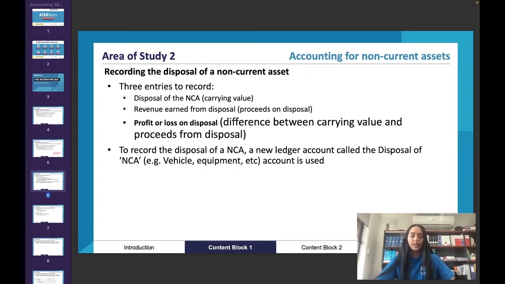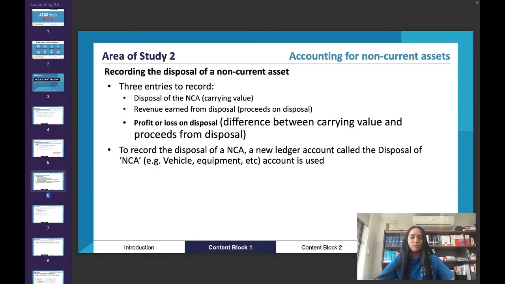So for recording the disposal of a non-current asset, there are 3 entries that we need to show. So we need to record the disposal of the non-current asset at its carrying value. We need to show the revenue earned from the disposal or the proceeds on disposal, and profit or loss on disposal, which is just the difference between the carrying value and proceeds from disposal. So obviously, if the carrying value is less than the proceeds from disposal, then it'll be a profit. And if the carrying value is greater than the proceeds from disposal, it would be a loss on disposal.